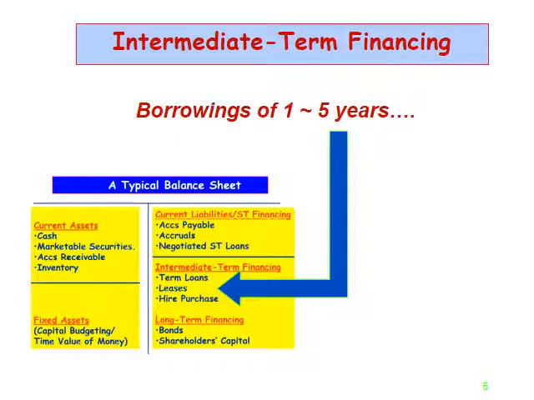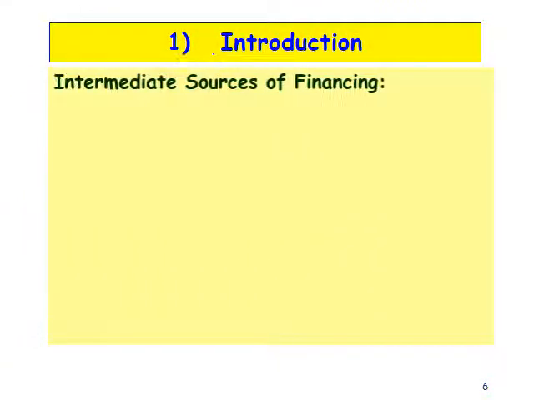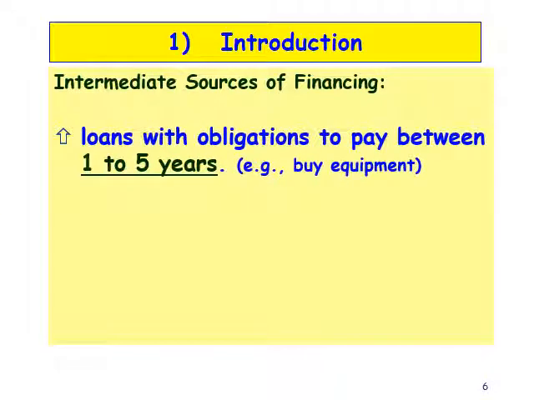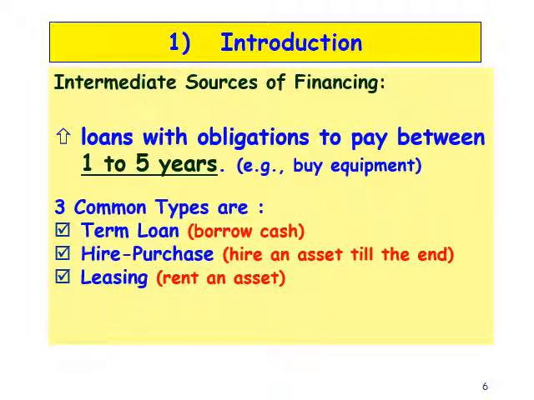Intermediate financing basically has a time frame of about 1 to 5 years. Introduction. The intermediate source of financing is a loan with an obligation to pay between 1 to 5 years, to buy equipment. The three common types are term loan, hire purchase, and leasing.